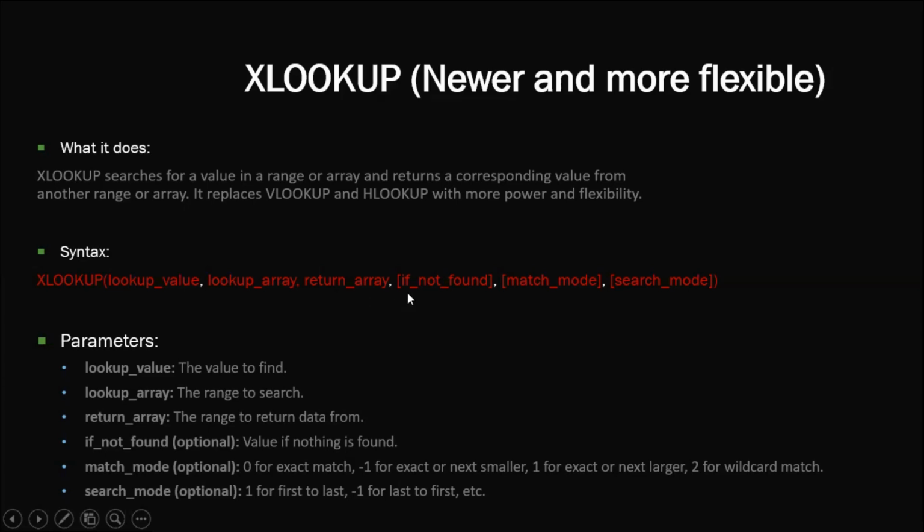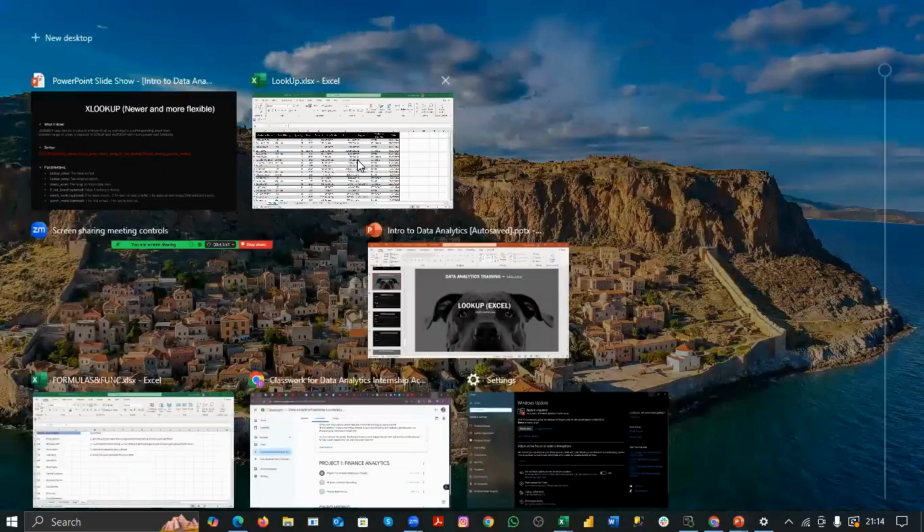Then the next thing is your return array. What do you want it to return? The array where you want it to return the information. Then, if not found, what should it do? You have to tell it what to do. Then match mode, which is optional: do you want the exact match or approximate match? Then search mode, which is also optional: do you want the first or the second or the last? So let's jump into Excel and explain this.